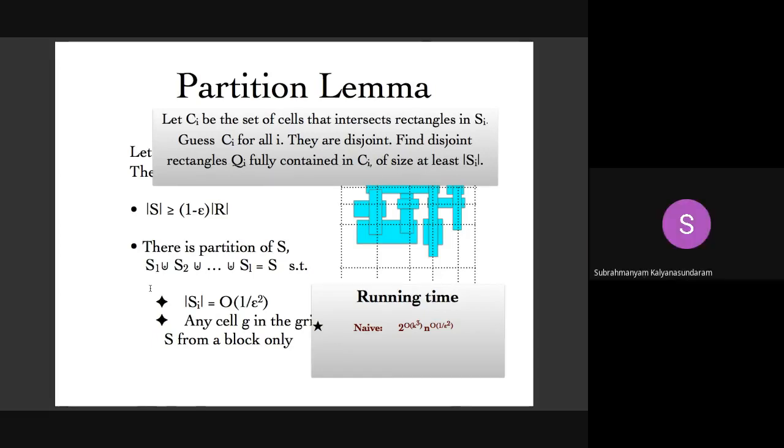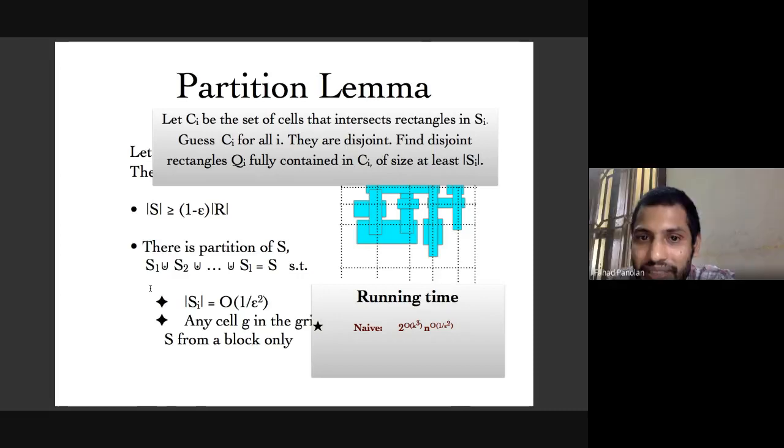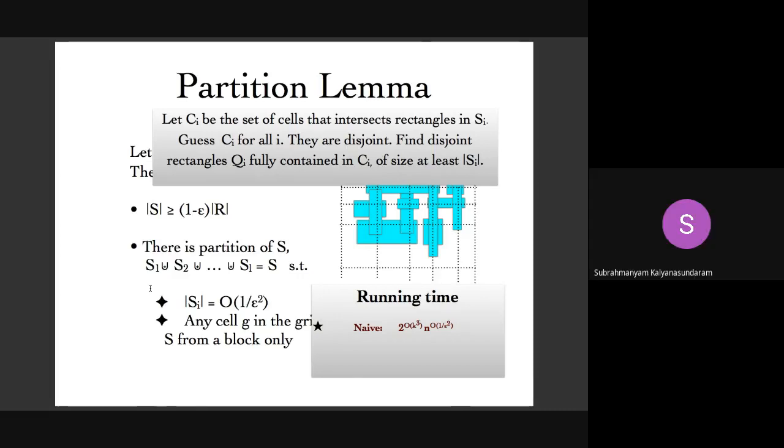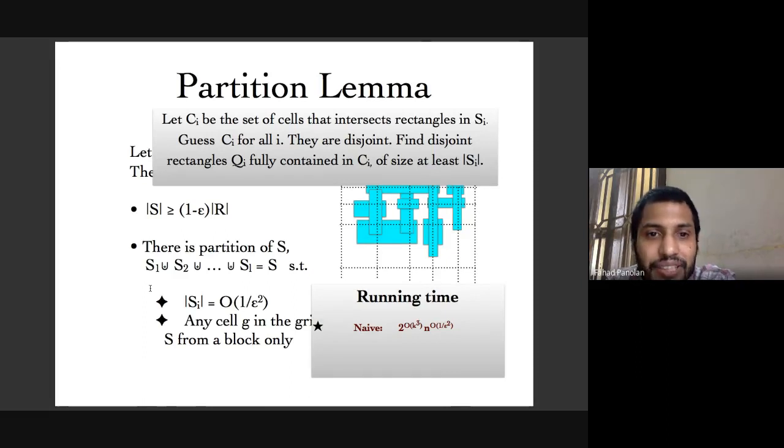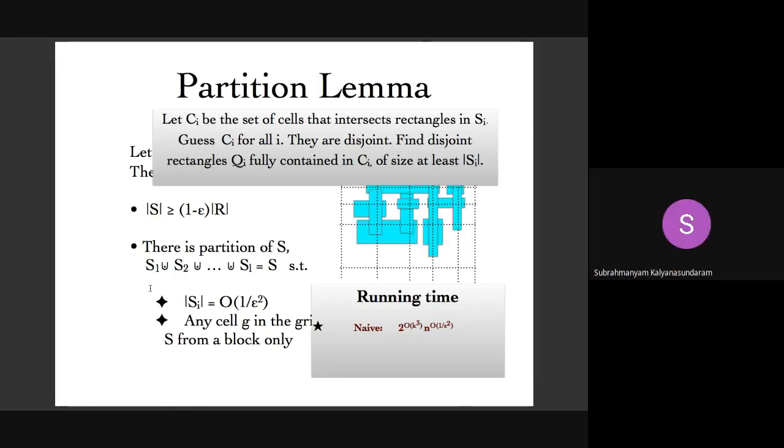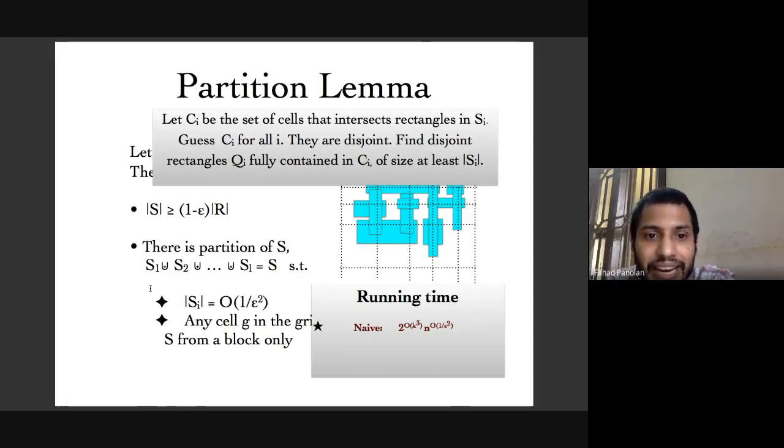Okay. So for each Si, you guess which are the cells that intersect that Si. Yes. Right, and we know this partitioning into Ci's are disjoint. Now, the rectangles in Si will be within the cells Ci, the union of cells in Ci. So that way, across blocks, they are disjoint, and within the block, it is constant size. So you are brute forcing within a block, within a Ci.